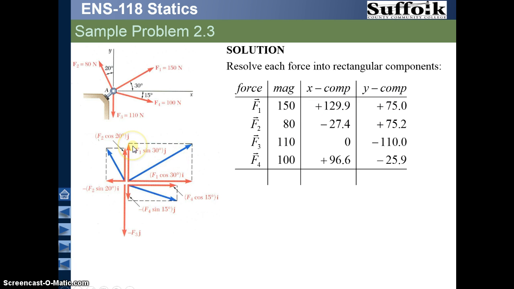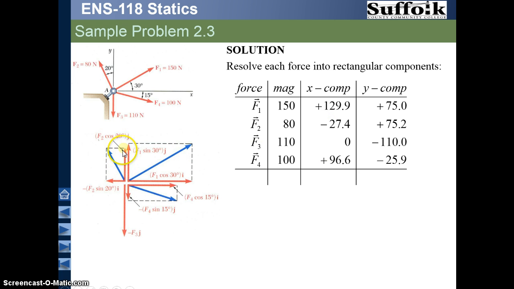And since it's pointing up, it would be a positive value, so we took 150 times the sine of 30, and we found the solution to be 75.0, a positive value. Then we do the same correspondingly for the F2 component forces. The x component force, which is 80 newtons times the sine of 20, is pointing in the negative x direction, so we assigned it a negative value, and calculating 80 times the sine of 20 degrees, we got negative 27.4.